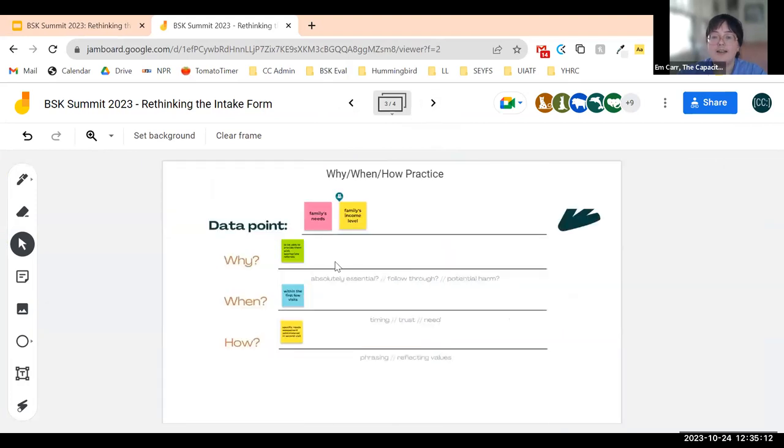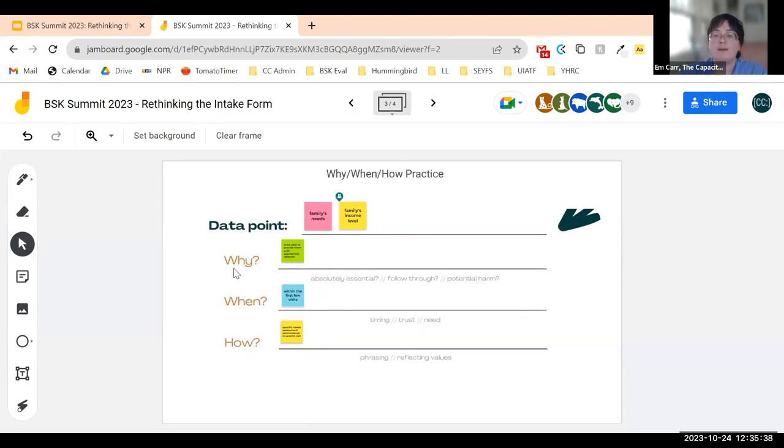So why do you need to know it? When do you need to know it? And then what are some ways that you could gather it? You don't have to have the how perfectly figured out. You do not have to have a perfect question in mind, but especially if the data point is something more broad, like experiences with services or families' needs, think about how you might make that a little more concrete and specific, because that's a really big topic.